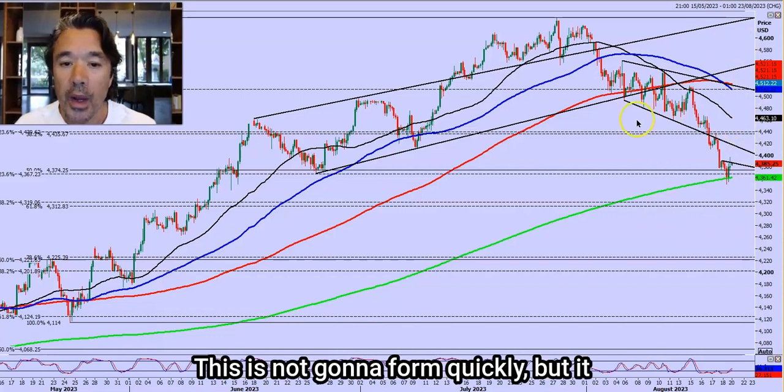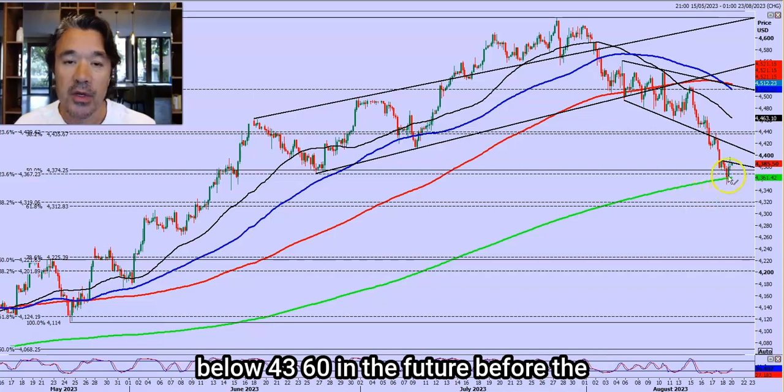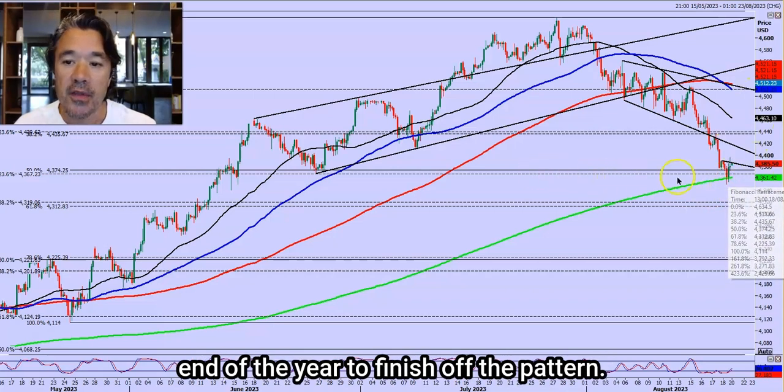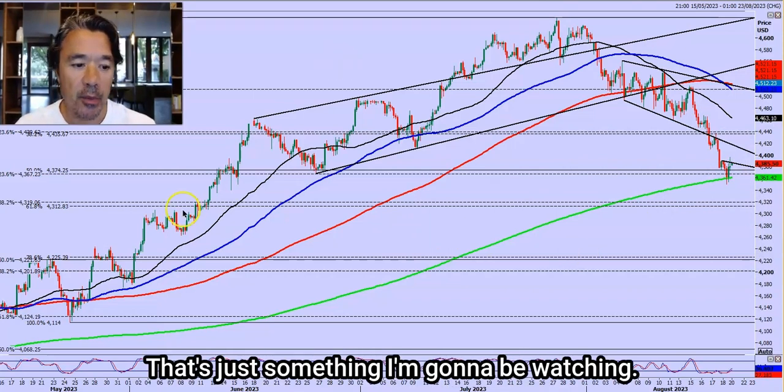This is not going to form quickly, but it would be interesting to see a head and shoulders pattern here and then a break below 43.60 in the future before the end of the year to finish off the pattern and then trigger significant declines into next year. That's just something I'm going to be watching.